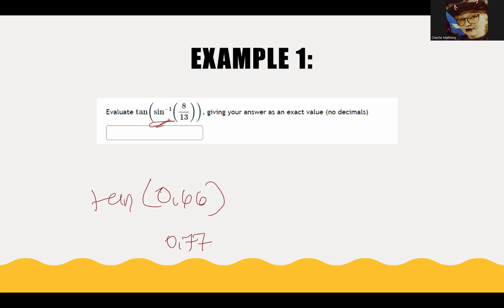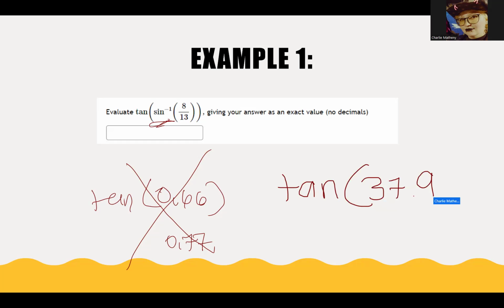So you have to make sure that your calculator is set to degrees, not to radians. You have to make sure you convert, because that's going to give you your degrees. So what this actually is, is the tangent function of 37.98 degrees. Now that makes more sense, right? So then we're going to take our tangent of 37.98.